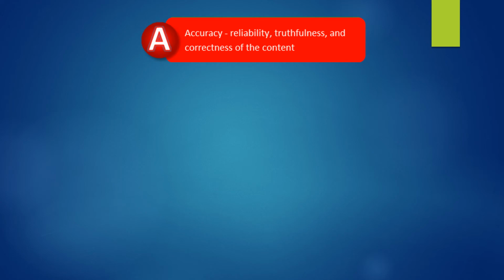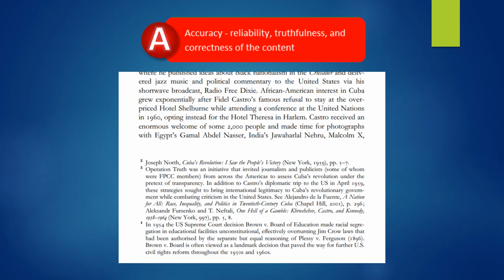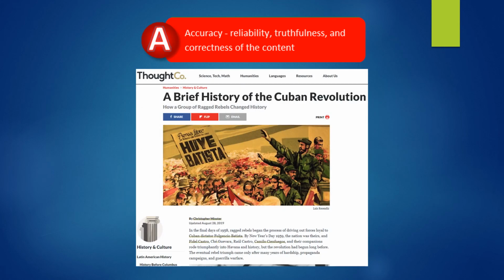To determine accuracy, look at citations and references. They may be in footnotes at the bottom of the page, endnotes at the end of a chapter, works cited pages at the end of the work, or in hyperlinks in a website. Be cautious of websites that only hyperlink to other articles that they have published. This is a warning sign that you need to do extra work to corroborate their facts.